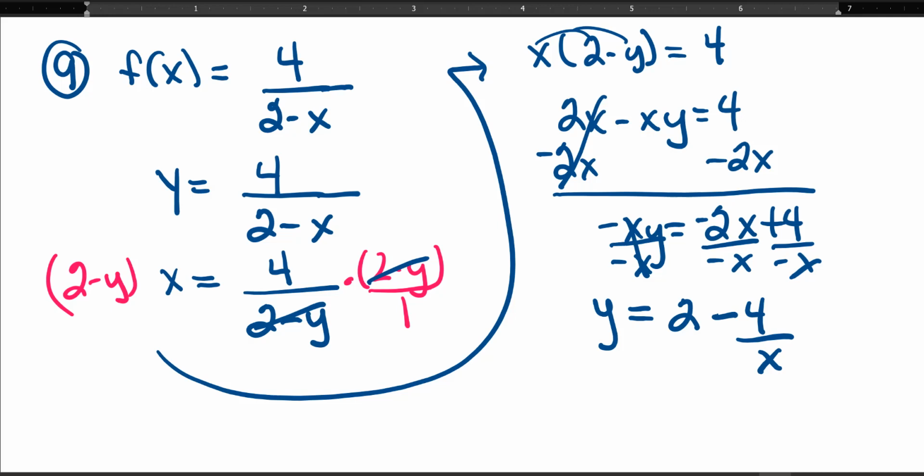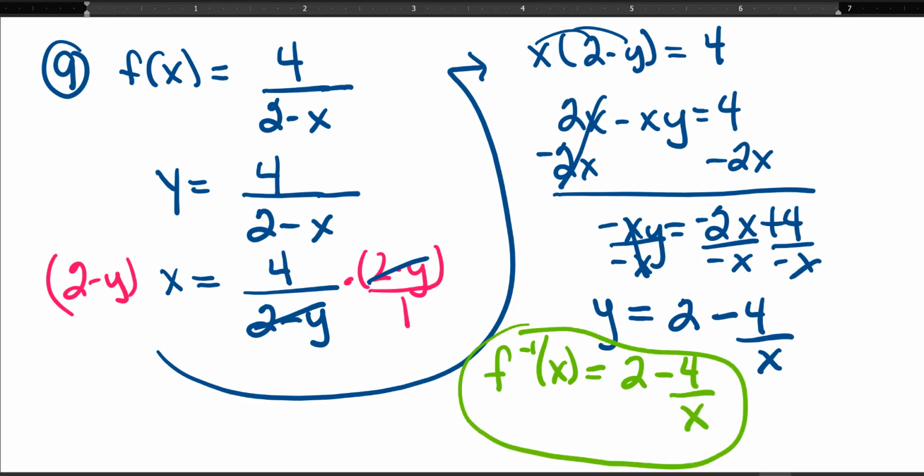So our inverse, we're going to replace y with f inverse of x, is 2 minus 4 over x. So that is our solution.